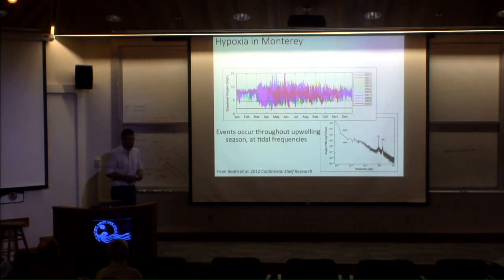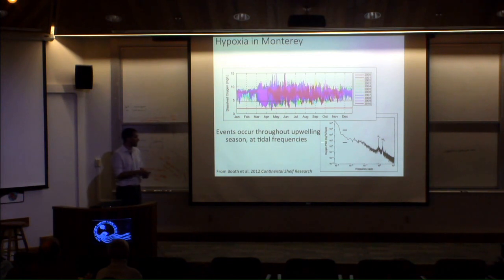So Ashley Booth, who was a Moss Landing student a few years back, did some fantastic work on hypoxia in Monterey that really set up a lot of what I do in my PhD. So she looked at 10 years of oxygen data from the Monterey Bay Aquarium seawater intakes and was able to show that during upwelling season, so definitely starting around March and depending on the year ending September or October, there's just these massive fluctuations in oxygen right near the shore.